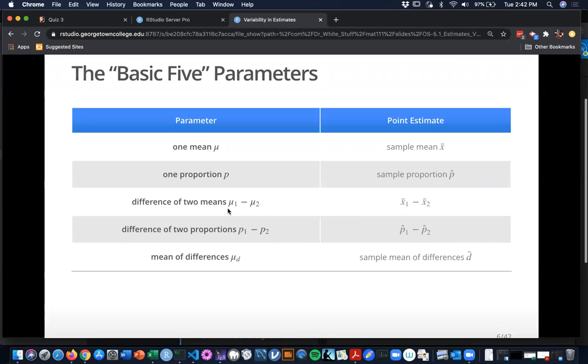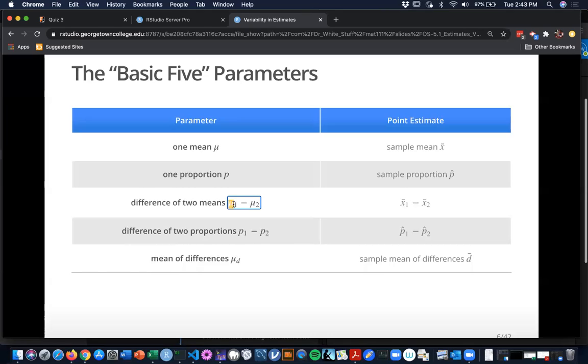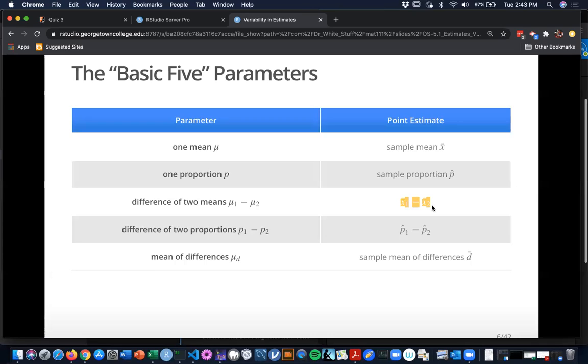It's also possible you might want to compare 2 population means. Like, is the GPA of students at the University of Kentucky the same or different on average as the GPA of students at Georgetown College? So you have 2 populations, all UK students and all Georgetown College students, and 2 means, and maybe you're interested in just the difference of those 2 means. You might estimate that by taking 2 samples, one from UK and another from Georgetown, computing the sample average for each one and just subtracting them.